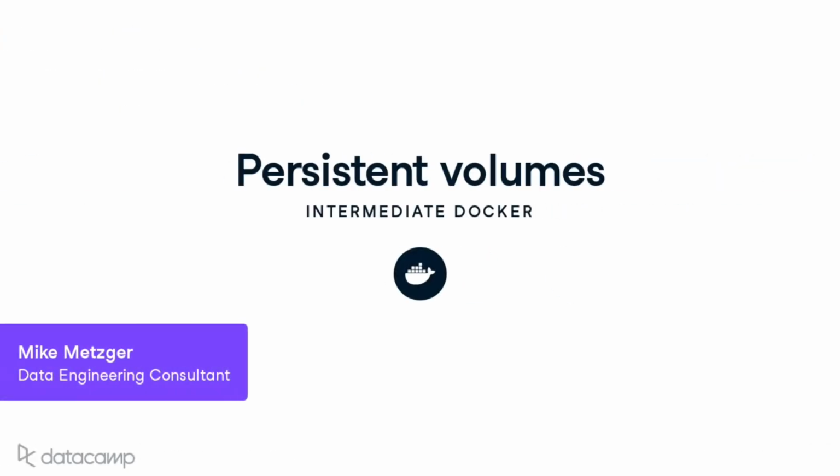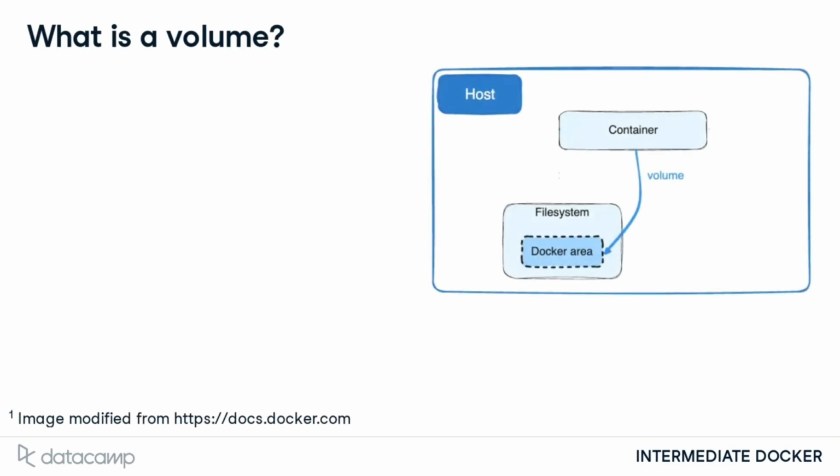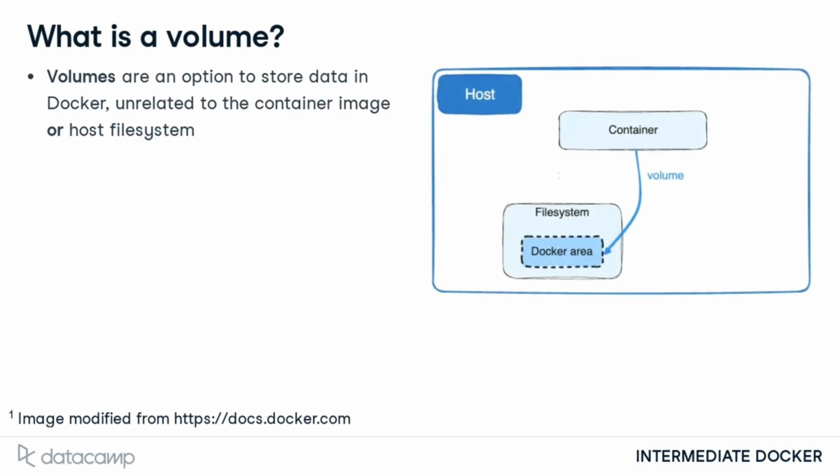Nice work on those last exercises. Let's take a look at another method to store data with Docker containers, persistent volumes. The first question is, of course, what is a volume? Volumes are another way to store data in Docker that is unrelated to the container image or the host file system. Docker manages volumes on its own using the command line tools.